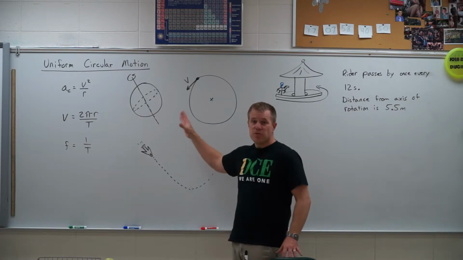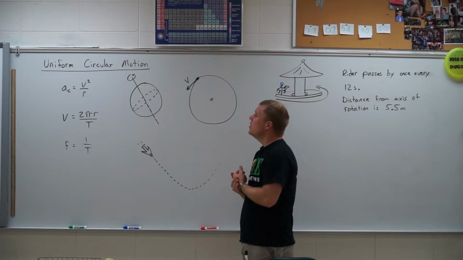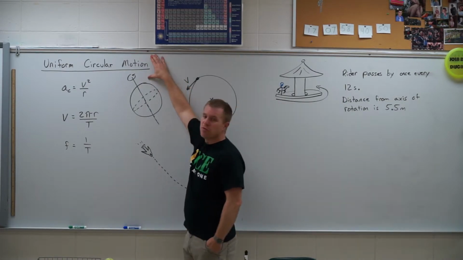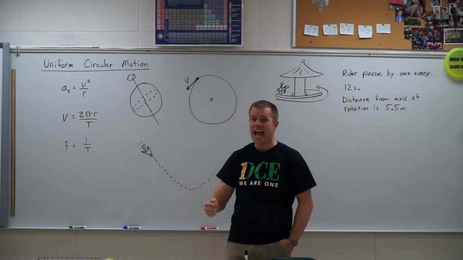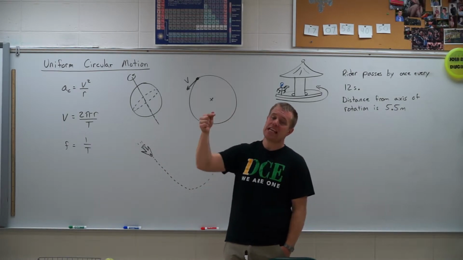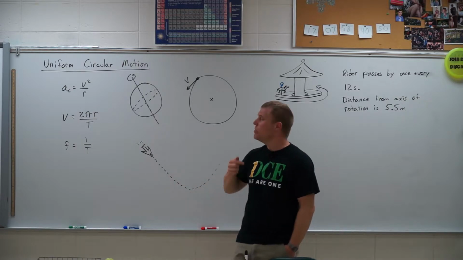All right, we're going to look at uniform circular motion. We're just going to get our toes wet here in circular motion. So we're going to zero in on uniform circular motion. This is when the object's moving at a constant speed, not constant velocity, constant speed, around in a circle.